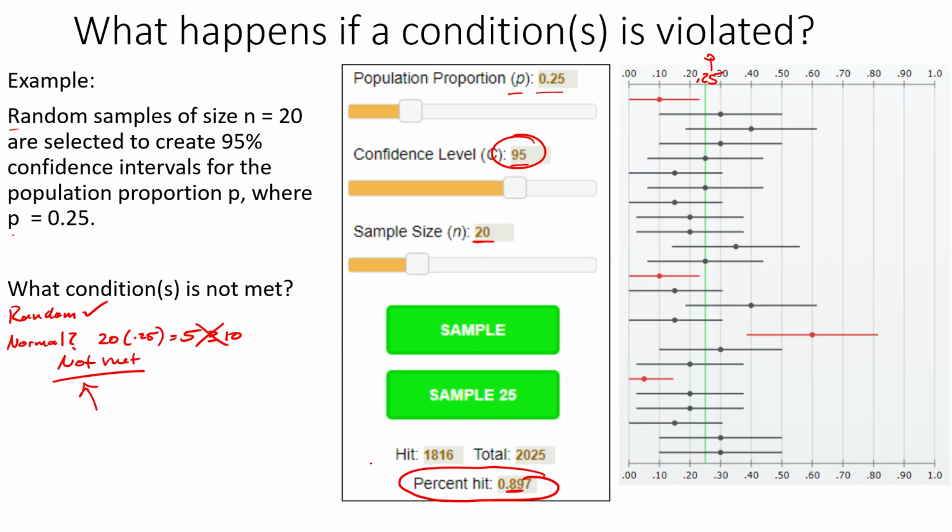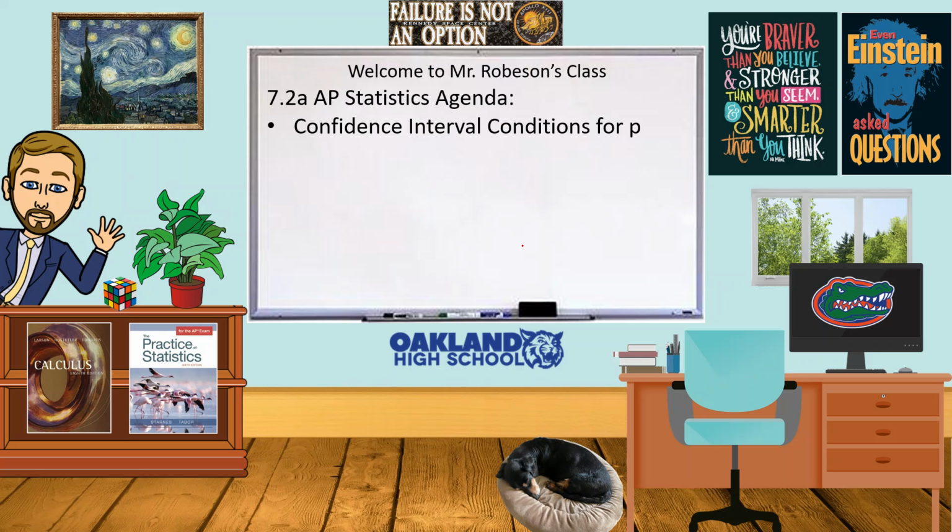All right, so that's what happens if one of the conditions isn't met. It doesn't give us what we want. We don't get the confidence level that we want. All right, so that's it for the basics here. We'll come back next time and we'll actually do it.